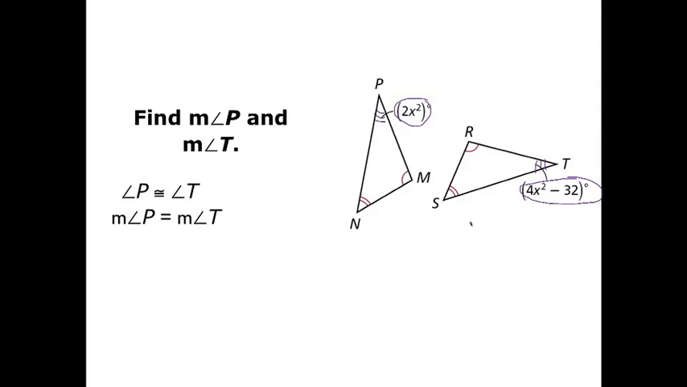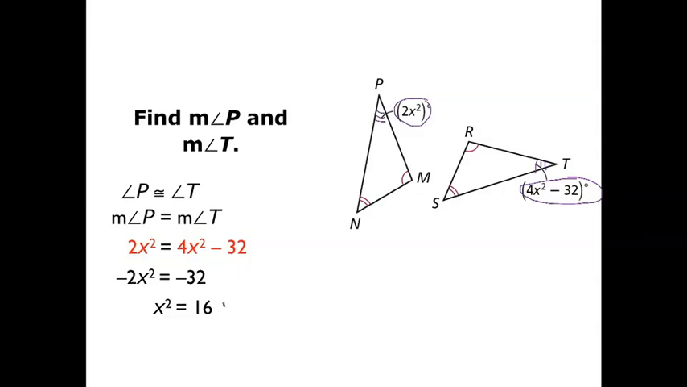Now I'm going to set them equal. And at first you're thinking, wow, I've got to deal with this square. It's not as bad as you think. If I go through and simplify this by subtracting the 4x squared over and then dividing by -2, or subtracting 2x squared on this side and adding 32 to the other side, whichever method you prefer, I'm going to end up with x squared equals 16.